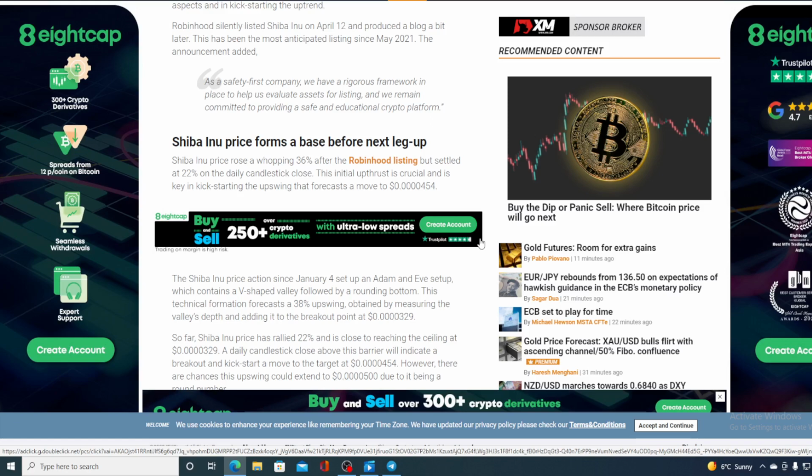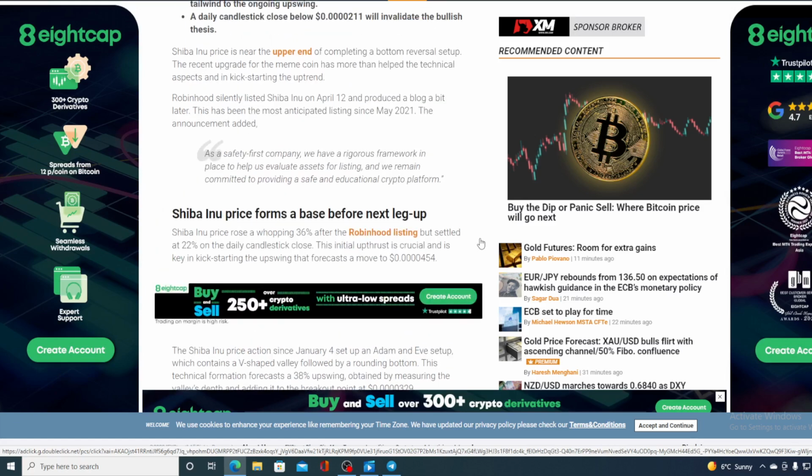A daily candlestick close above this barrier will indicate a breakout and kickstart a move to the target of 0.40454. However, there are chances that this upswing could extend to 0.40500 due to it being a round number. So this is an awesome prognosis for the price movement of Shiba Inu.